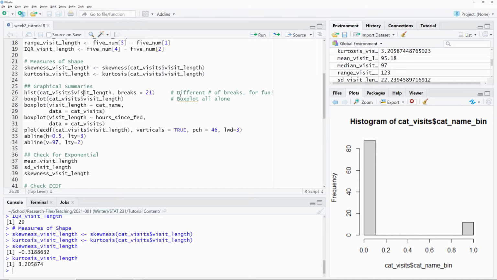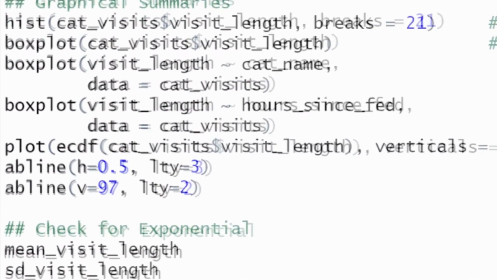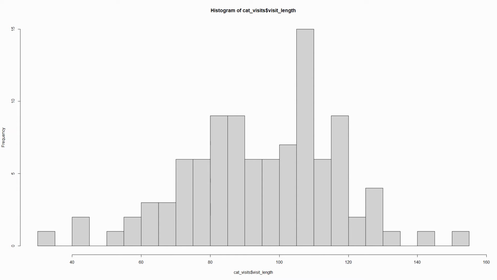Now it's time to consider some graphical summaries. We've seen a histogram which showed us the general pattern of the data, but let's take a look at another one. The general results we saw in the numerical summary, a slight negative skew, heavier tails, and so on, are all visible in this plot.